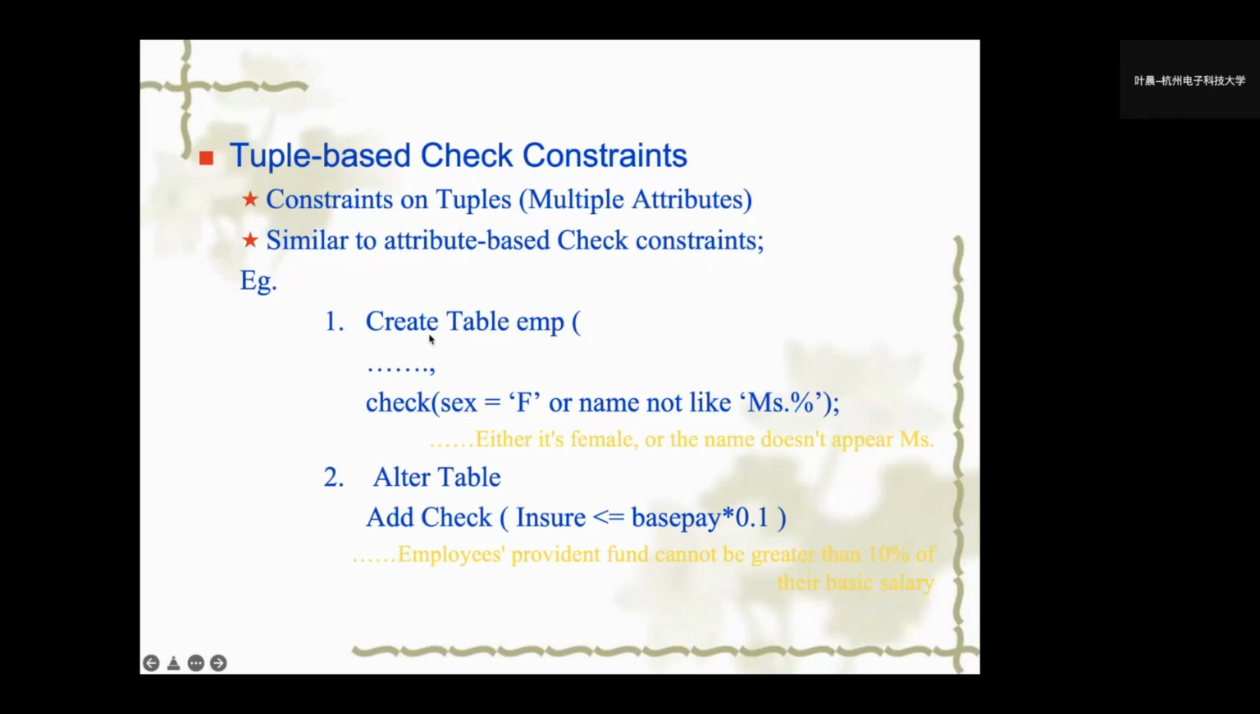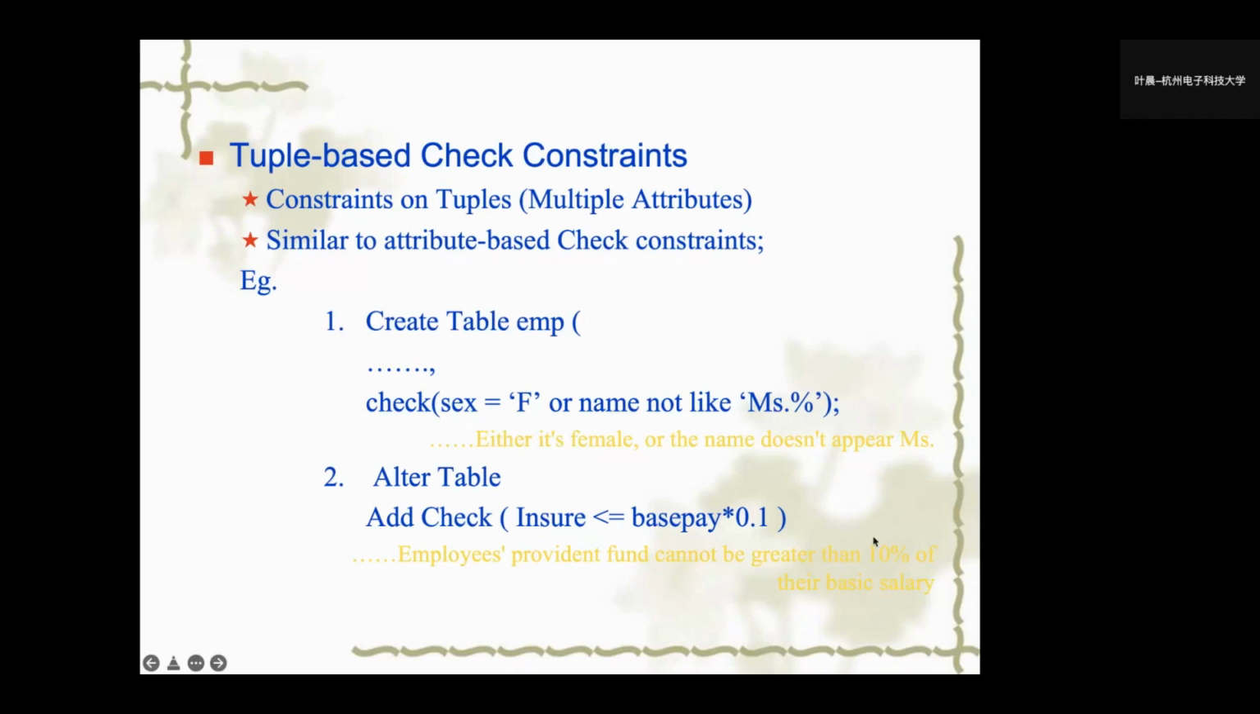First, we can use this check: sex is equal to female or name is not like 'Ms.%'. This check constraint means it is either a female or its name does not begin with Ms. So we can see that this kind of constraint is a constraint on multiple attributes. It's a constraint on sex as well as name.